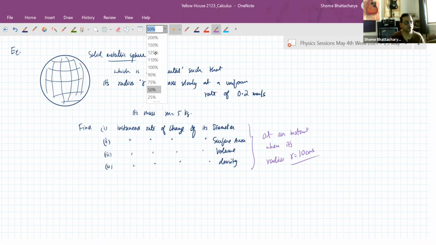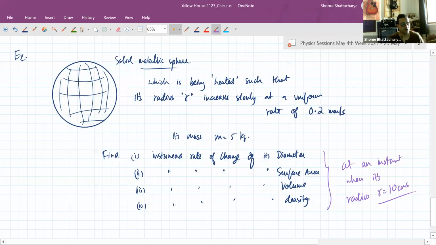So now this is how we have to relate this to what we just discussed, that each of these quantities, whether we are talking about diameter, surface area, or volume, or density, they are all functions of radius. And radius is changing with respect to time. So from that, using the chain rule concept, we can find the rate at which each of these quantities, like surface area, volume, or diameter, they are changing with respect to time. Okay. So just note down the data and try out this question. We'll discuss.